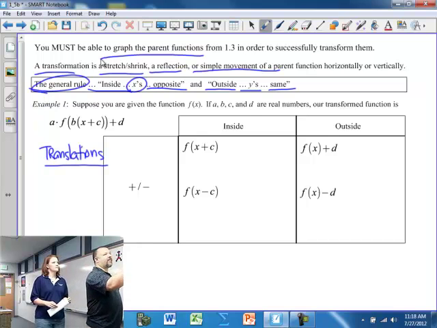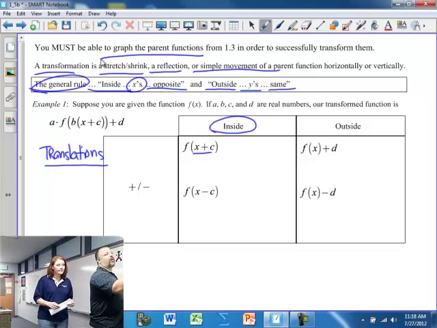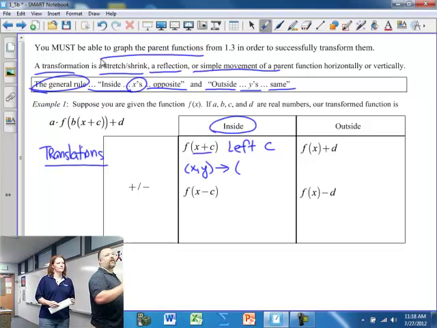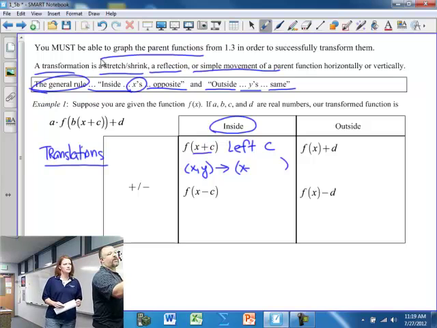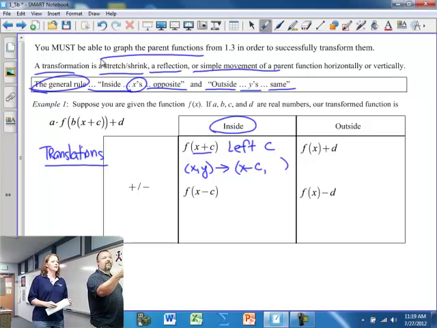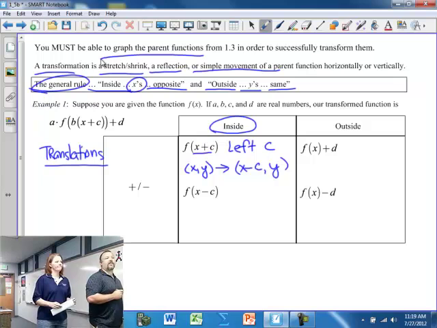If I have an inside function, I am changing x to x plus c. I move which direction? To the left. I go left c. Now you could write it in words, or you could say the original points of the function were x and y. What do they turn into? Well, x has to go to the left, so x minus c. There's the opposite idea. Instead of adding c, we subtract c. And y stays the same.